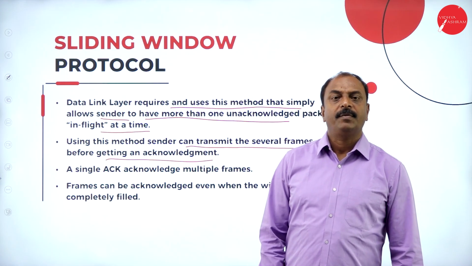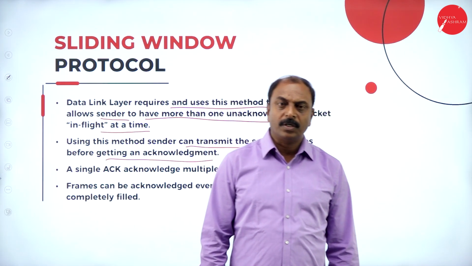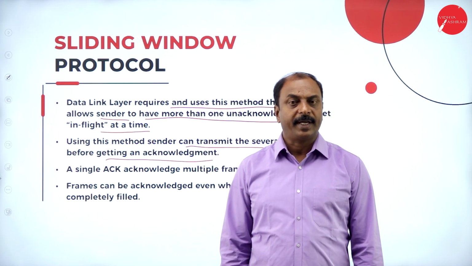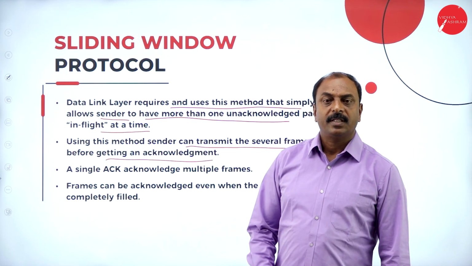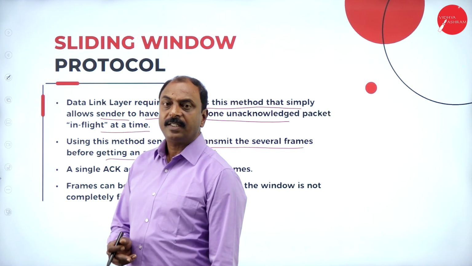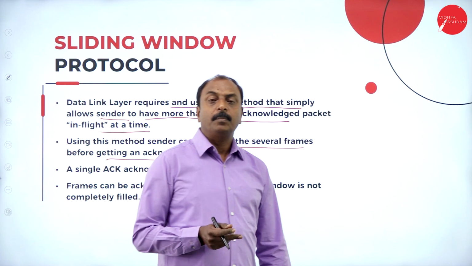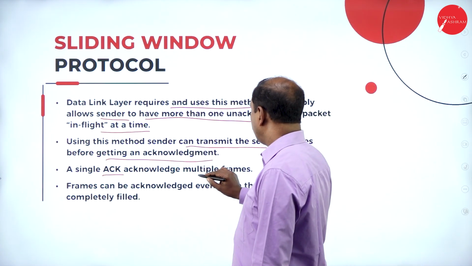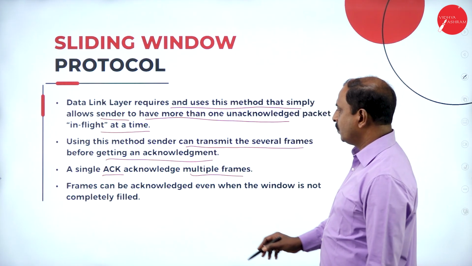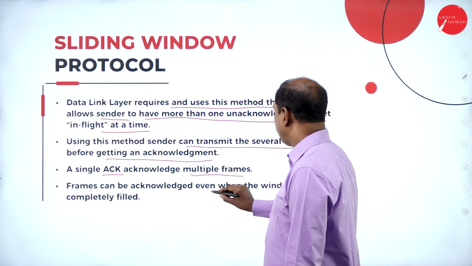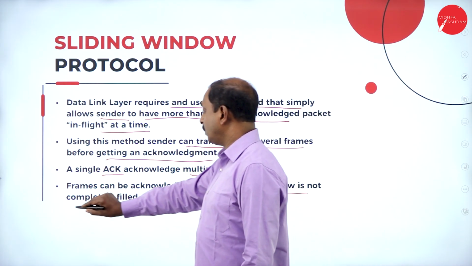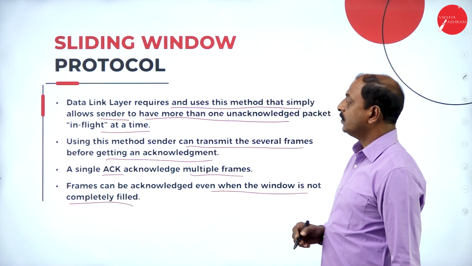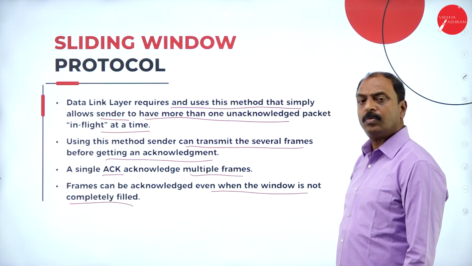The sender will not wait for the acknowledgement for each and every packet from the receiver end. And here, the receiver can send the acknowledgement for multiple frames at once. So here, a single acknowledgement for multiple frames. A frame can be acknowledged even when the window is not completely filled. So this is a sliding window protocol.